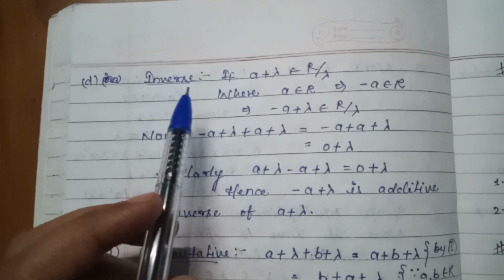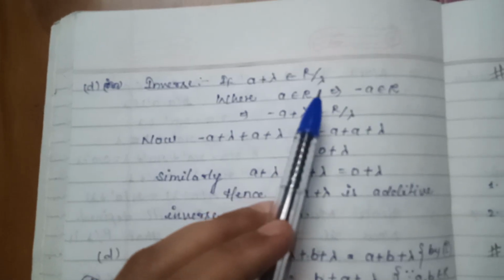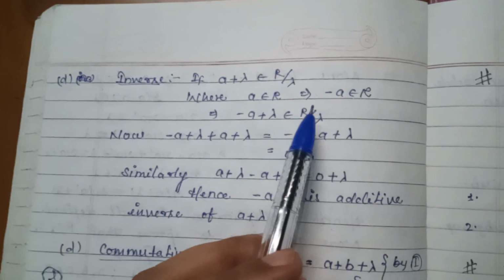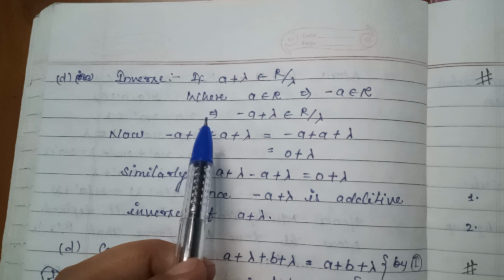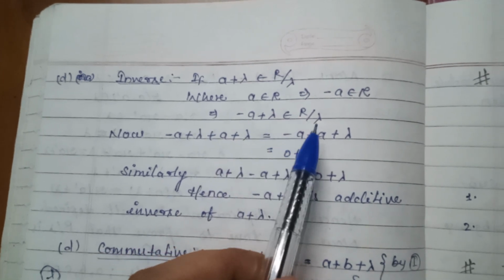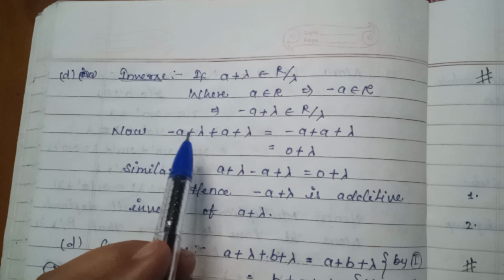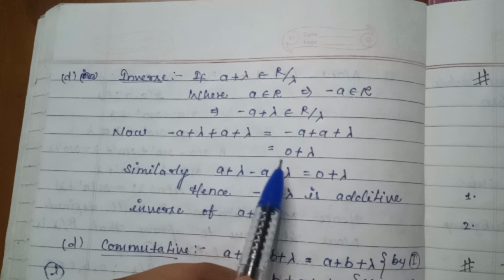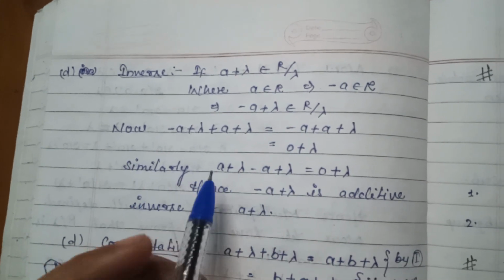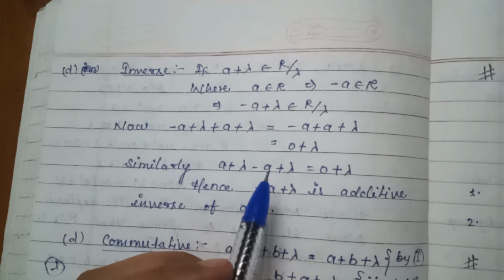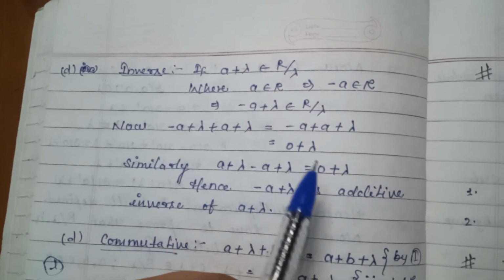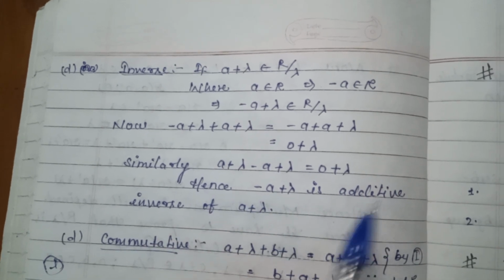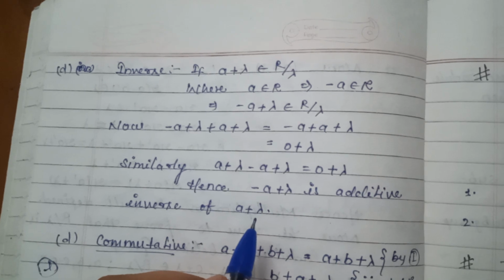Now, by the inverse property, if a + λ belongs to R/λ, where a belongs to R, which implies that −a belongs to R, which implies that −a + λ belongs to R/λ. Now, (−a + λ) + (a + λ) is equal to (−a + a) + λ, which is equal to 0 + λ. Similarly, (a + λ) + (−a + λ) is equal to 0 + λ. Hence, −a + λ is the additive inverse of a + λ in R/λ.